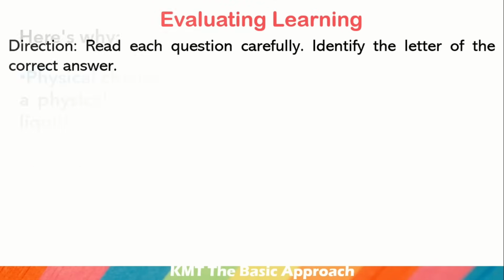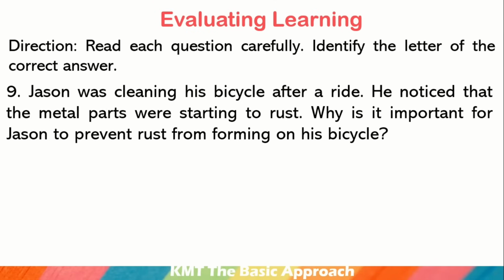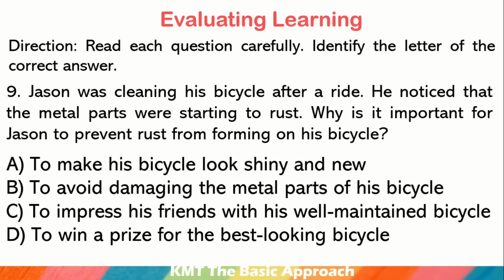To continue, number 9. Jason was cleaning his bicycle after a ride. He noticed that the metal parts were starting to rust. Why is it important for Jason to prevent rust from forming on his bicycle? A. To make his bicycle look shiny and new. B. To avoid damaging the metal parts of his bicycle. C. To impress his friends with his well-maintained bicycle. D. To win a prize for the best-looking bicycle. What is the correct answer?